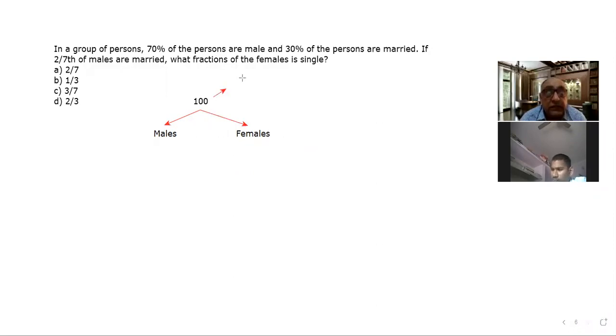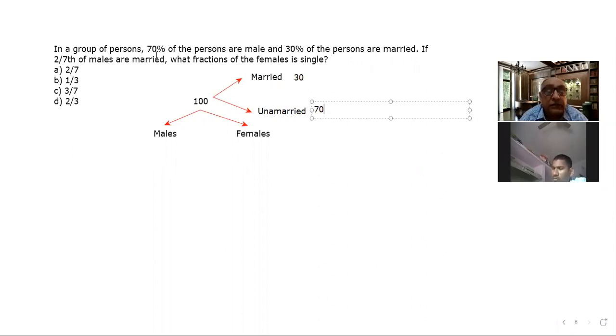The data is classified on the basis of two attributes. One attribute is male and female, and the second attribute is that the data is further categorized in the category of married, and we can say unmarried or single. So now what is given? That 30% of the persons are married. So the total number of married persons is 30, and the total number of unmarried persons is 70.